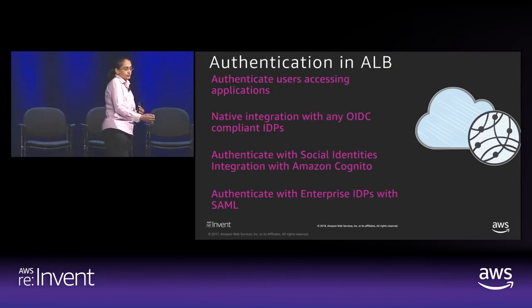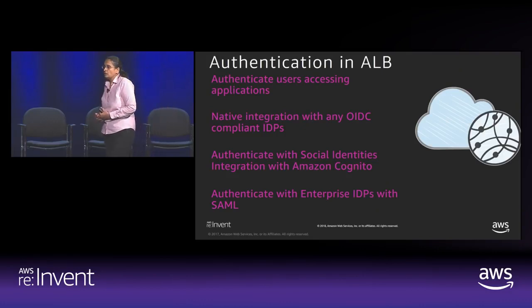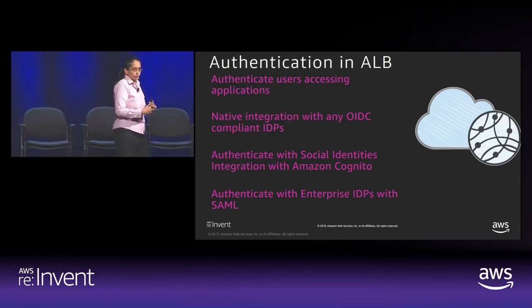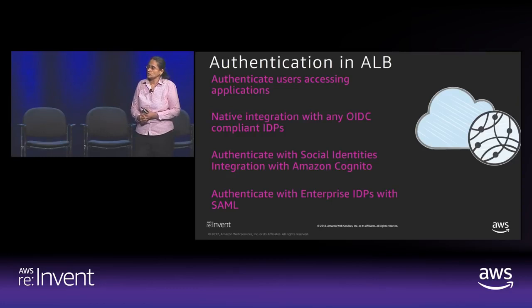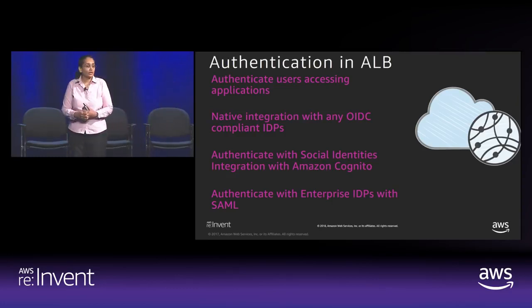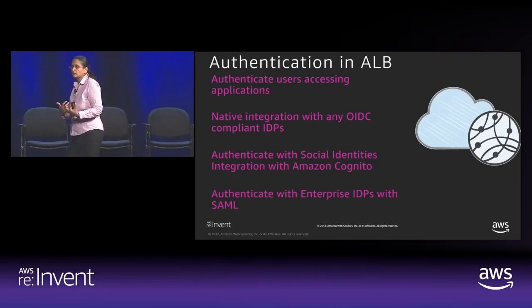We went even further. This is for OIDC, which is web-based applications. We've extended it to even enterprise-based applications that use SAML. So to bring SAML support, we integrated application load balancer with AWS Cognito. So Cognito brings you the SAML and OIDC support. So with the auth feature, you can integrate your own IDPs as long as they're OIDC compliant, or you can use any IDPs and SAML if you integrate with Cognito.